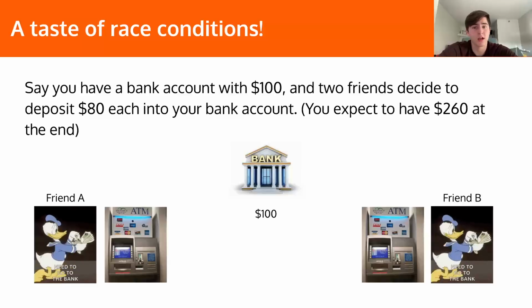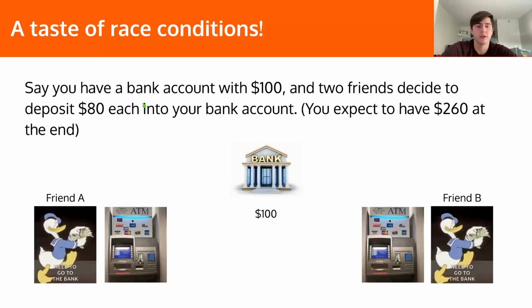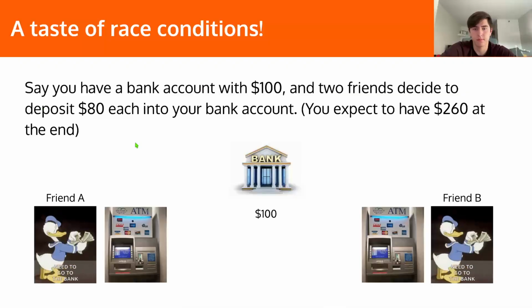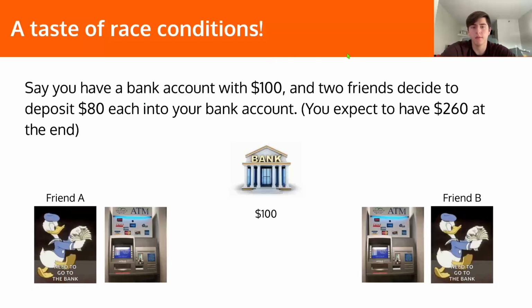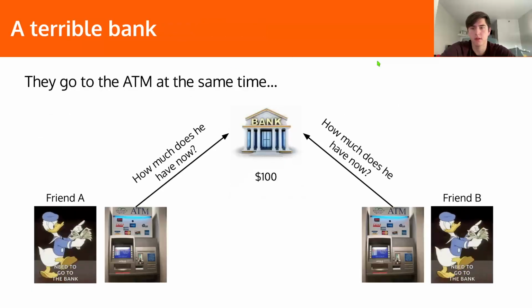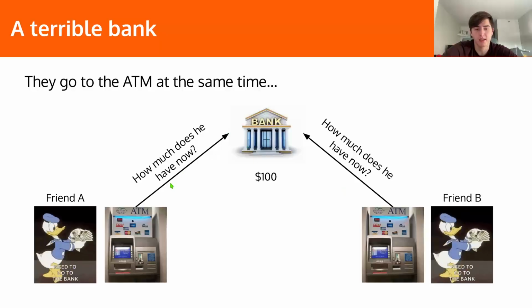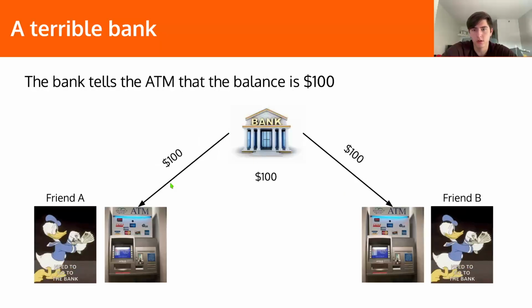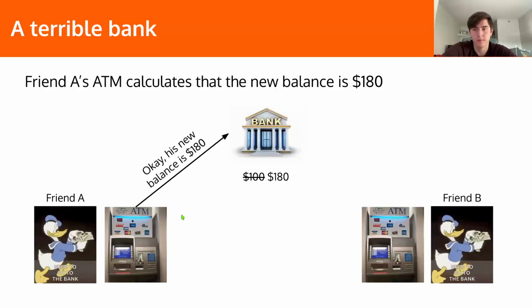So let's cover race conditions, right? Say you have a bank account with 100. Two people decide to deposit 80 at the exact same time. And you'd think if two people are depositing 80, you'd have 260 when you're done. So they go at the same time, they check how much it has. So they both check and it says 100. So the bank tells them 100.